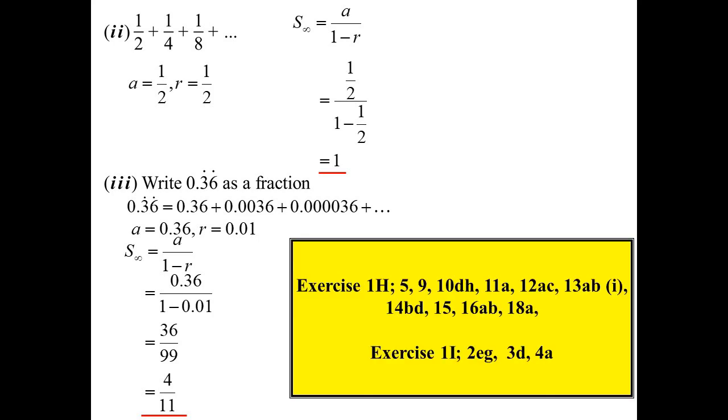Okay, well, to finish off this topic, a couple of exercises, 1H and 1I.